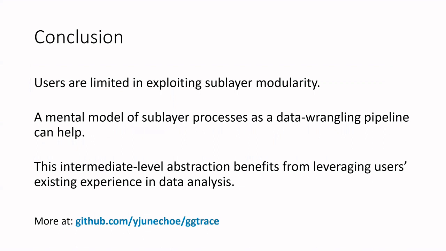So to sum up, we've seen how users are still quite limited in exploiting sublayer modularity. Namely, it's very difficult to come up with novel combinations of even familiar stats and geoms. But I've shown how a mental model of sublayer processes as a data wrangling pipeline can help, especially if you use a tool like ggplot that also lets you express that in the code. And I hope I was able to convince you that this intermediate level abstraction still manages to be pretty accessible, partly by leveraging users' existing experience in data analysis.